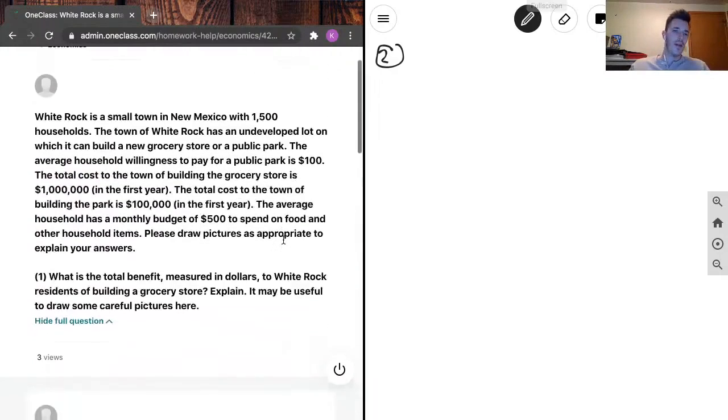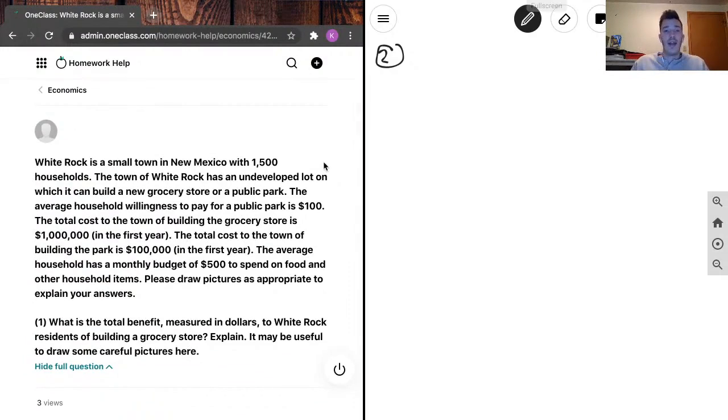Eventually. So, White Rock is a small town in New Mexico with 1,500 households. The town of White Rock has an undeveloped lot on which you can build a new grocery store or a public park. So a private institution or a public institution. The average household willingness to pay for a public park is $100. And the total cost to the town of building the grocery store is $1 million. Total cost to the town of building the park is $100,000. The average household has a monthly budget of $500 to spend on food and other household items. Please draw pictures as appropriate to explain your answers.